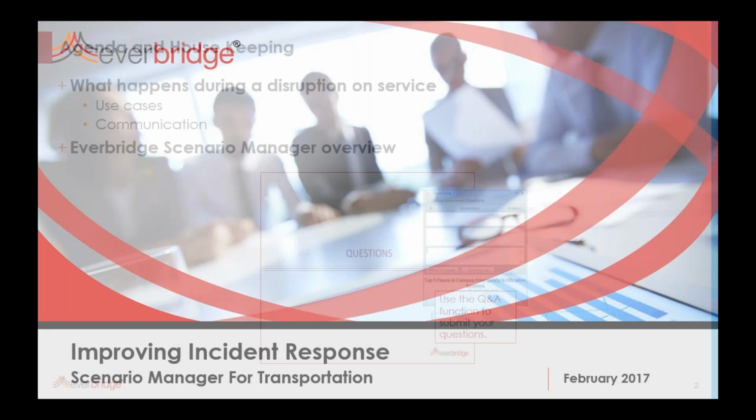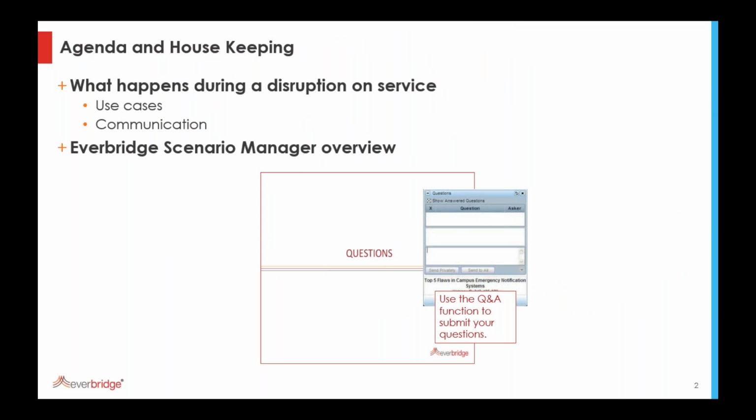Before we get started in the general session of this webinar, I just want to go over the agenda and a couple housekeeping items. What we'll be covering today is what really happens during a disruption in service. We'll go through a couple different use cases and the communication element, what type of communications need to be going out, and then after that we will go into a live demo overview of our Scenario Manager product.